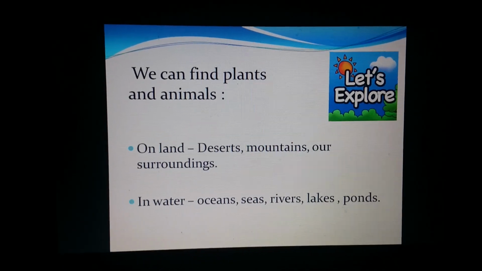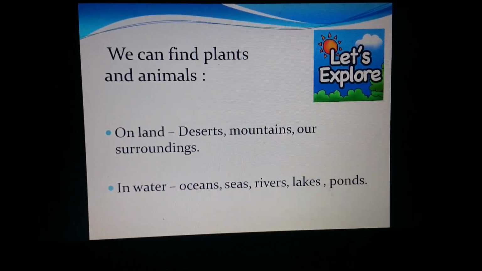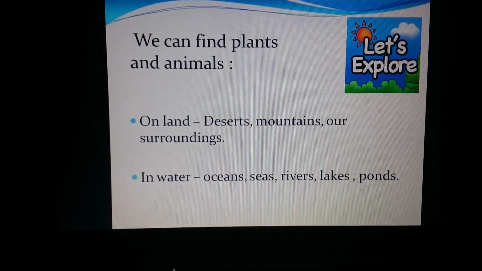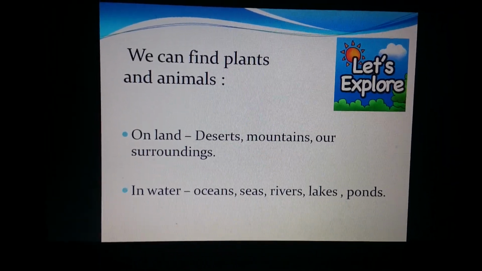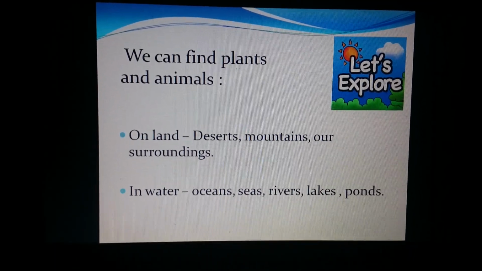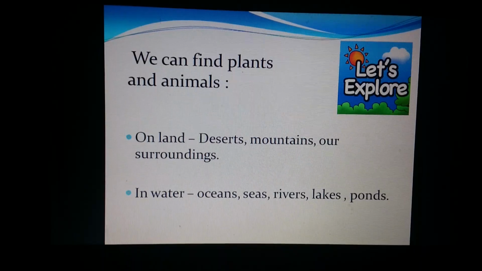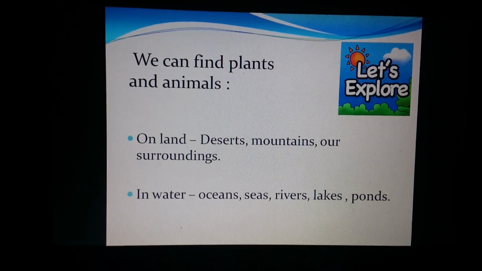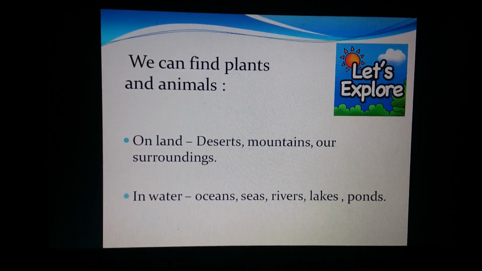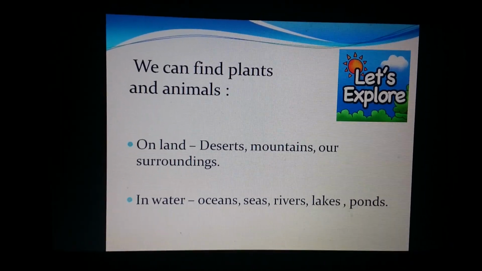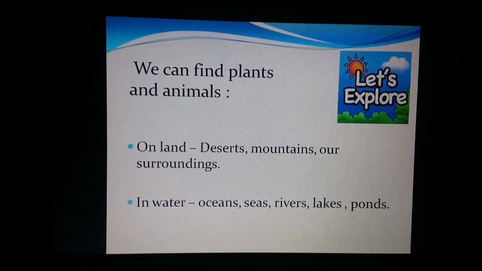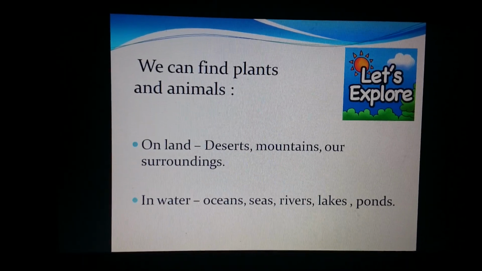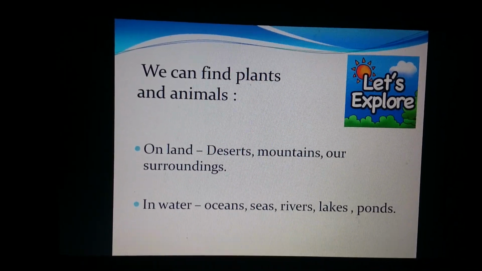We can find plants and animals on land. That would be deserts, mountains, or our surroundings. Our surroundings means the place we live. For example, our house, or near our school, near the garden, or near the Corniche. Next, in water. We can also find plants and animals in water. For example, water areas would be oceans, seas, rivers, lakes, ponds. Okay? So, we find plants and animals on land and in water.